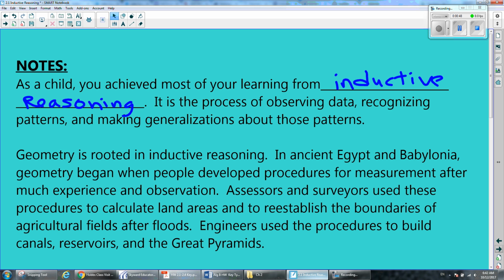It's a process of observing data, recognizing patterns, and making generalizations about those patterns. Geometry is rooted in inductive reasoning. In ancient Egypt and Babylonia, geometry began when people developed procedures for measurement after much experience and observation. Assessors and surveyors used these procedures to calculate land areas and to reestablish the boundaries of agricultural fields after floods. Engineers used the procedures to build canals, reservoirs, and the Great Pyramids.